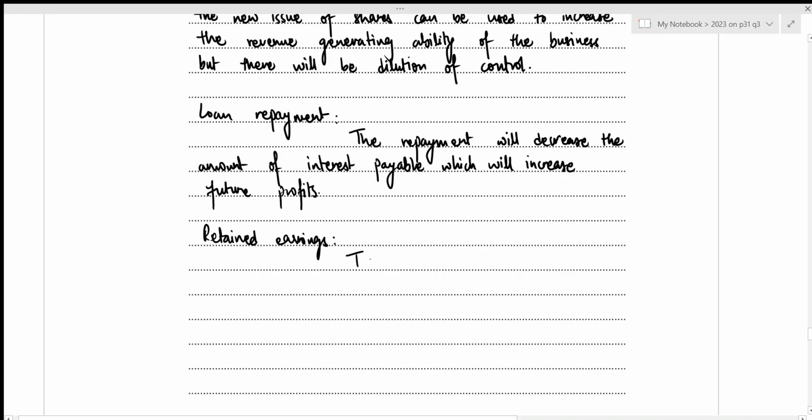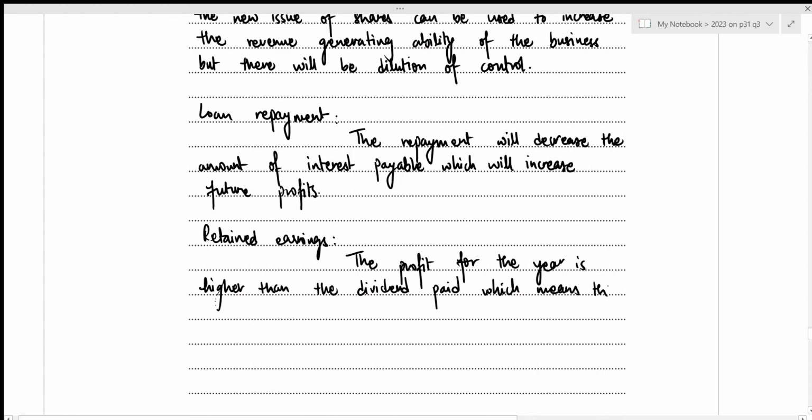So the profit for the year is higher than the dividend paid, which means that the dividend could have been higher. Okay.